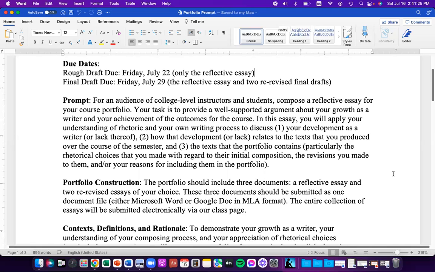And then the third thing, the text. So your essays, the 2 of the 3 essays that you're looking at, you are going to be examining those essays and walking us through the revisions that you made in between drafts. So again, the portfolio should include 3 documents: a reflective essay, and then 2 revised essays of your choice. So there will be 3 documents total.